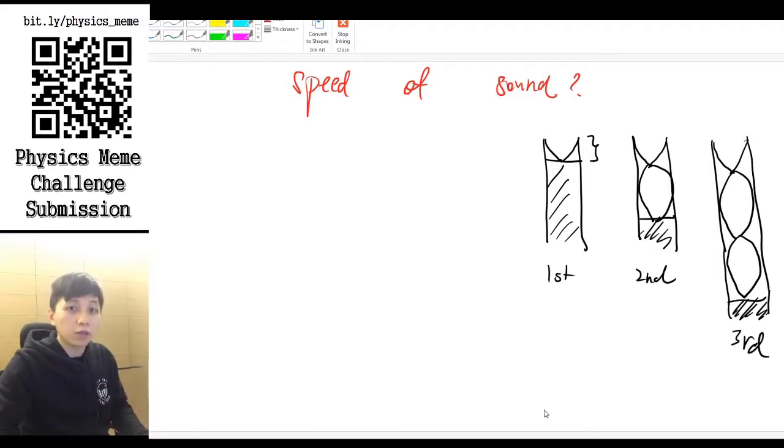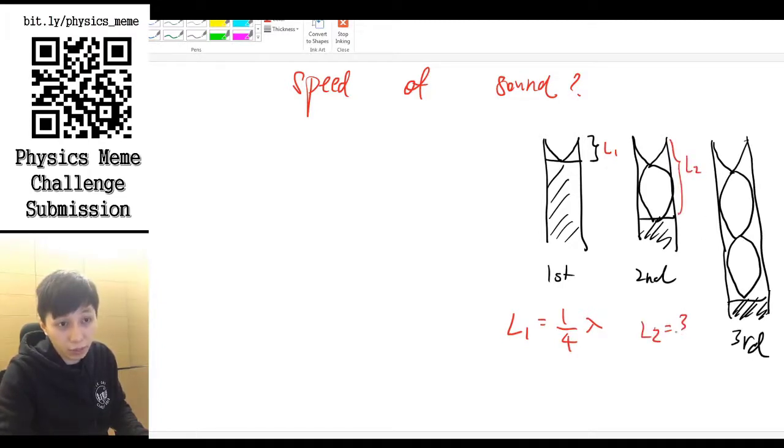So for example, for the first one, let's say you already measured the length, which is L1. Then L1 will equal a quarter of this standing wave, so 1 over 4 lambda. Same for the second one. If I call this L2, then L2 equals 3 over 4 lambda.